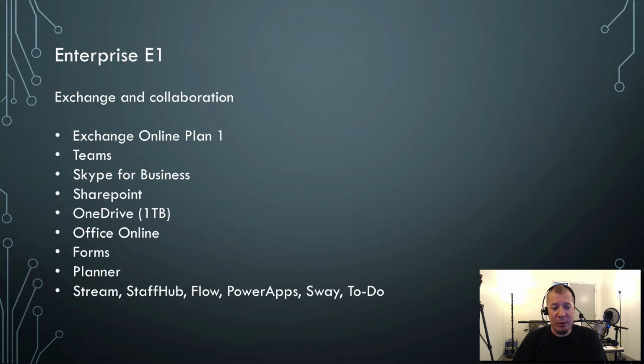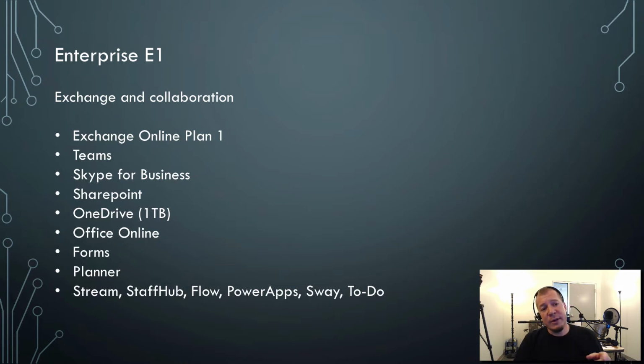Enterprise E1. So this is an Exchange Online Plan 1 license or subscription, as well as you get Microsoft Teams. I'm going to do a whole separate thing about that because that's extremely useful. Skype for Business, SharePoint, OneDrive, the online version of Office, as well as Forms, Planner, Stream, StaffHub, Flow, PowerApps, Sway, and To Do. So the big thing here is Skype for Business, OneDrive, and Teams, as well as your Exchange Online license.